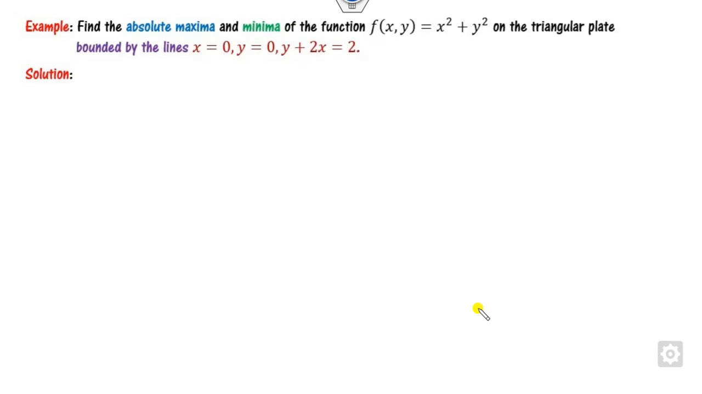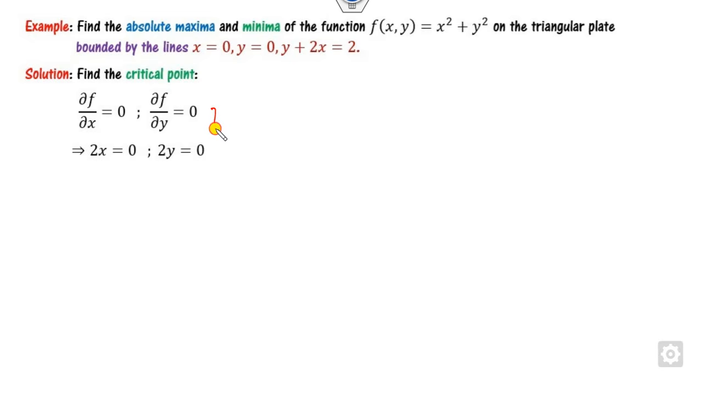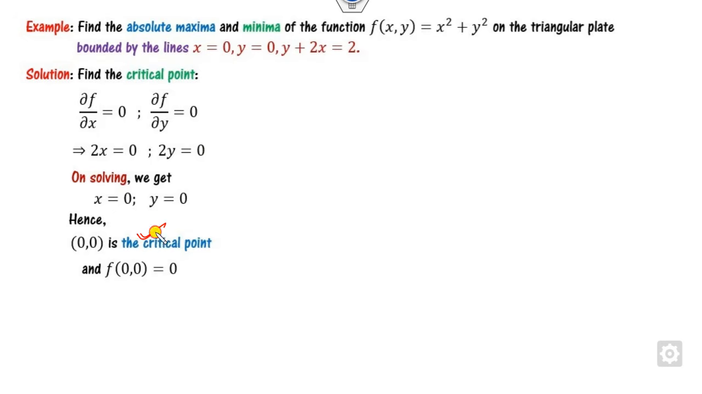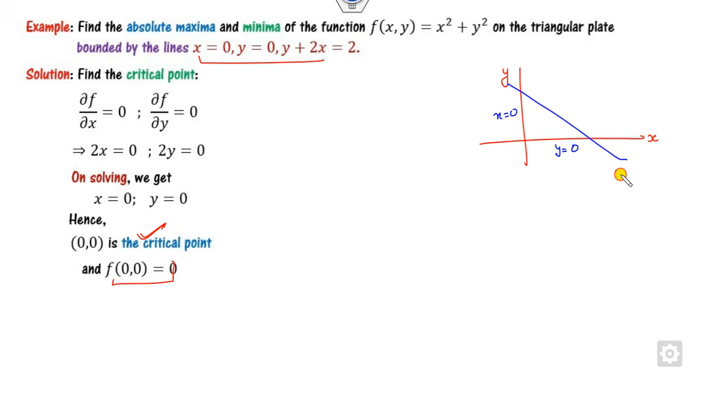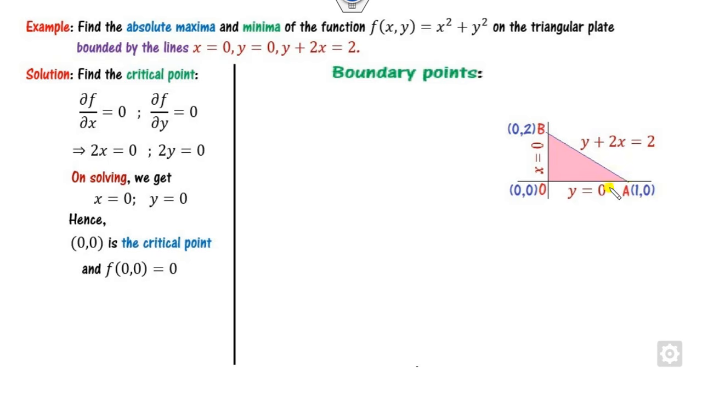Look at the last example. How can you find the absolute maxima and minima? Again, we will first find the critical values, and the boundary points are here. So (0, 0) is my critical point, and this is my function value. You can draw the graph of this. This is my x, this is my y. So x is 0 here, y is equal to 0 here, y plus 2x is here. So this is my feasible region, and these are my boundary points.